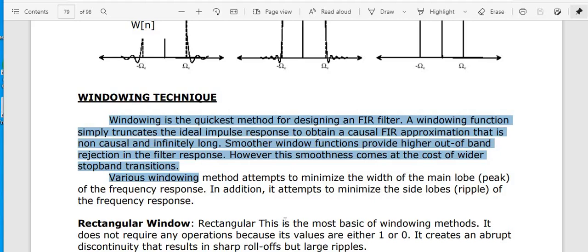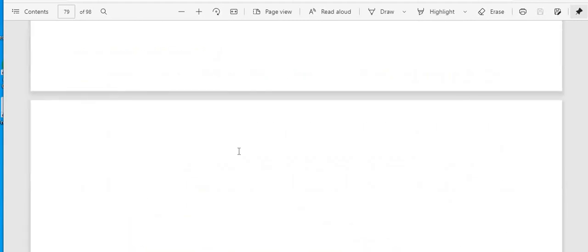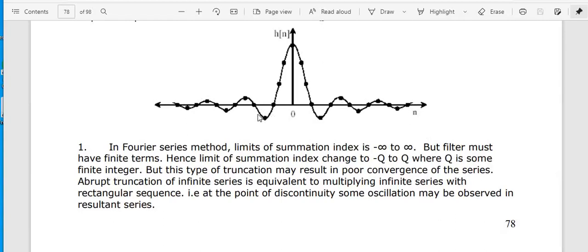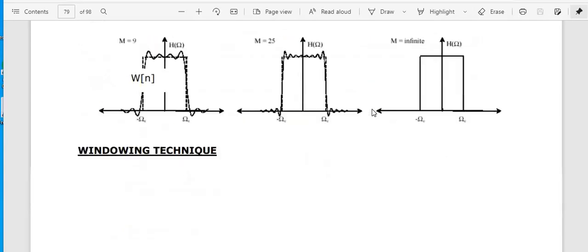Various windowing methods attempt to minimize the width of the main lobe, that is the peak of the frequency response, and also to minimize the side lobe ripples. So what are the side lobes? What side lobes do we have here? These are my side lobes, starting from here. So, students, these are my side lobes. The side lobe does not carry any response. Only the information is in the main lobe. That's what we are saying.